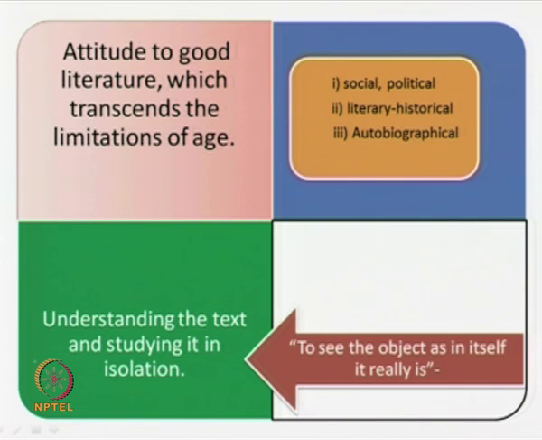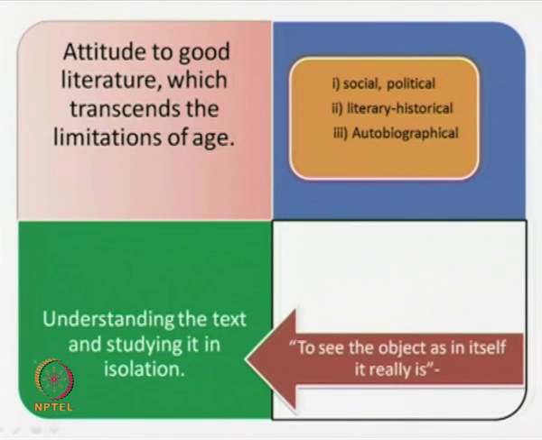When we looked at liberal humanism, when you listened to Professor Krishna Borua's lecture on liberal humanism, you came to understand that liberal humanism talks about the attitude to good literature, which transcends the limitations of age. So, there are what we call the age old literary works that are always valuable, whether thematically or stylistically or to do with narrative or poetic style. They overcome the limitations of space and time, and they are always the timeless classics.